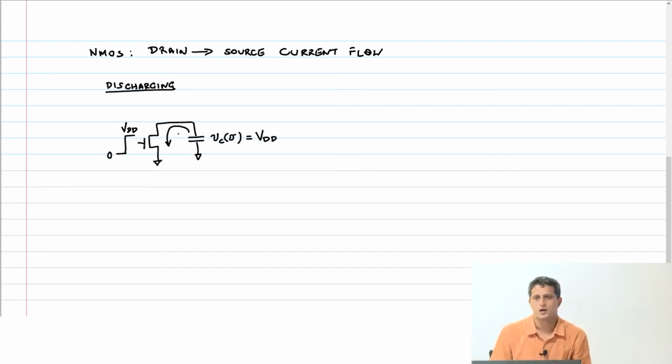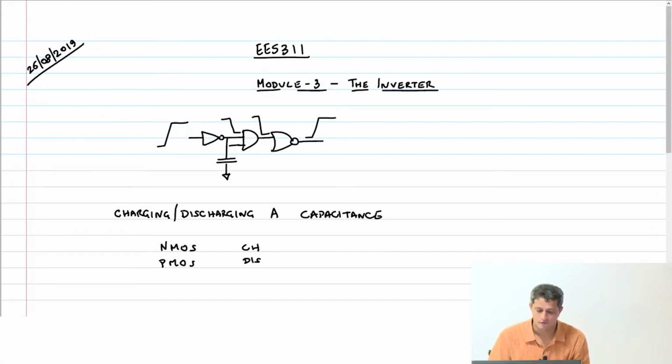Now here, when we looked at this, we were treating these as logic signals. So this is actually 0, VDD, VDD, 0.